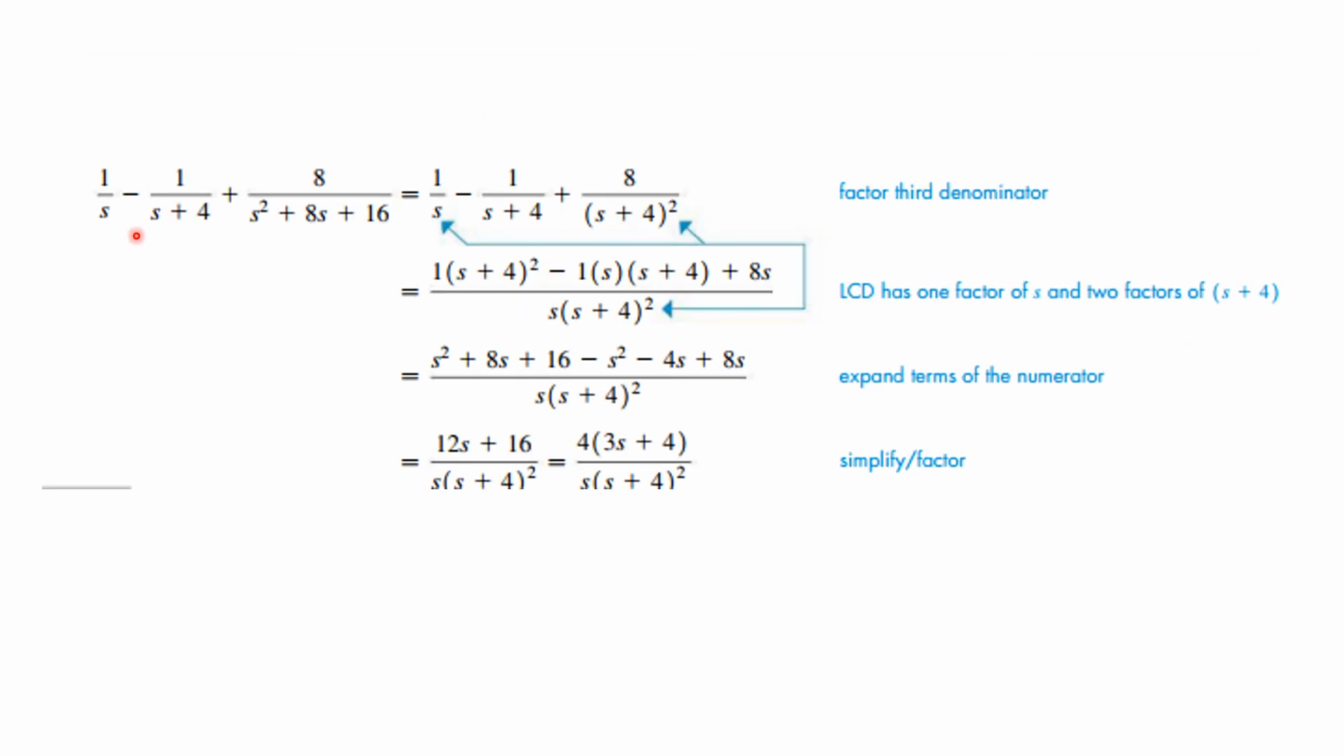Here I have s plus 4, and s plus 4 whole squared. Again, factoring these is important to find the least common denominator. So what I'm going to do is multiply all the way through by 1 in such a way to get s times s plus 4 whole squared. So here I have to multiply top and bottom by s plus 4 squared. Here I have to multiply top and bottom by s times s plus 4. And here I have to multiply top and bottom by s. So then I have all of this over the common denominator.